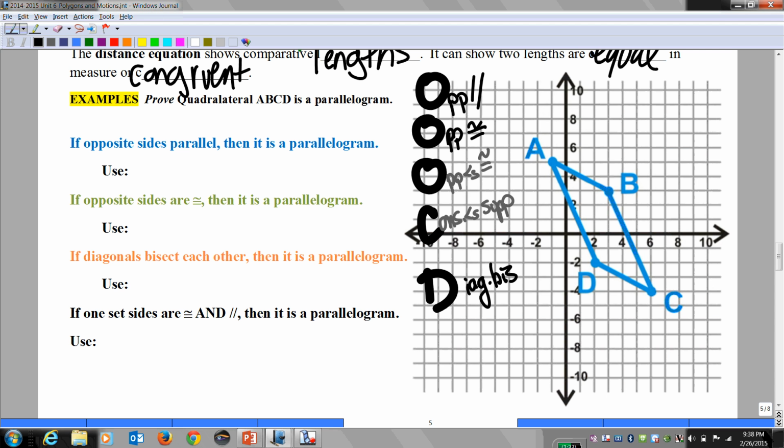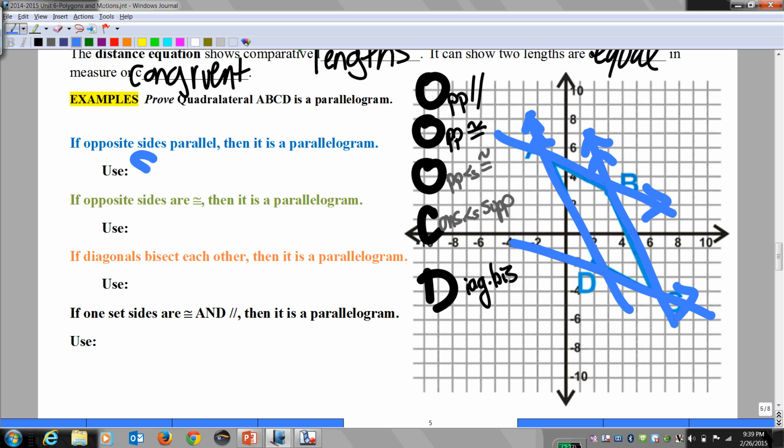So let's think of this logically in terms of midpoint, slope, and distance. If I wanted to show that opposite sides were parallel, I'd have to use slope, because slope would show parallel. And I'd have to use it 4 times. Recap. Slope equation, y minus y over x minus x, rise over run. And in this case, I'd have to do this times 4 to do all 4 sides.